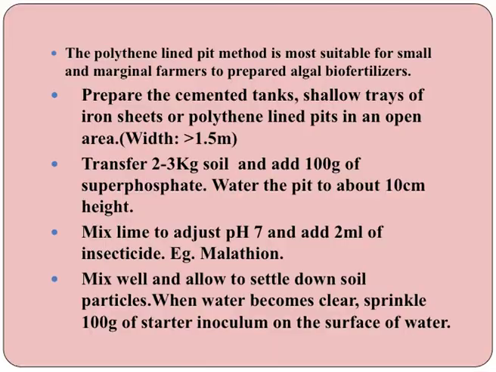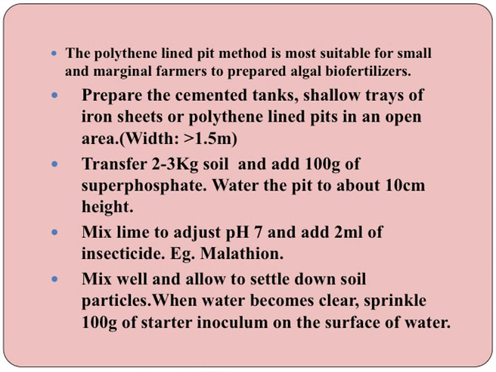The protocol of this biofertilizer production is: prepare the cemented tanks, shallow trays of iron sheets or polythene-lined pits in an open area with less than 1.5 meters, transfer 2 to 3 kgs of the soil, and add 100 grams of superphosphate to it. Water the pit to about 10 centimeters height.